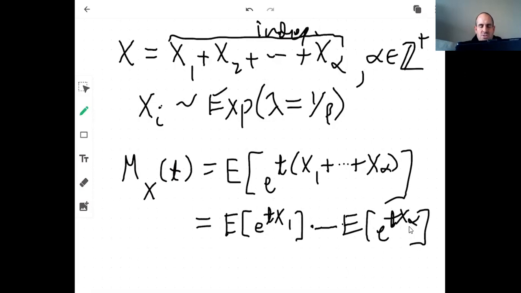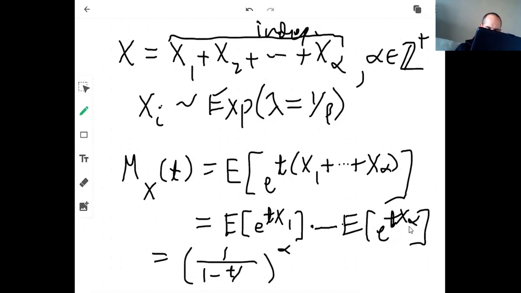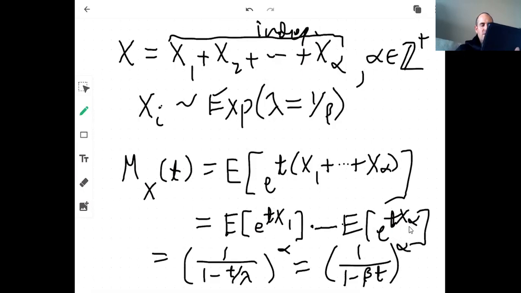Well, look, all of those have the same moment generating function. The moment generating function is 1 over 1 minus t over lambda. So this is going to be something raised to the alpha, because they all have the same moment generating function. So it'll be 1 over 1 minus t over lambda, and there's alpha of those. And you say to yourself, okay, 1 over lambda is the same as beta. So this is 1 over 1 minus beta t, raised to the alpha.